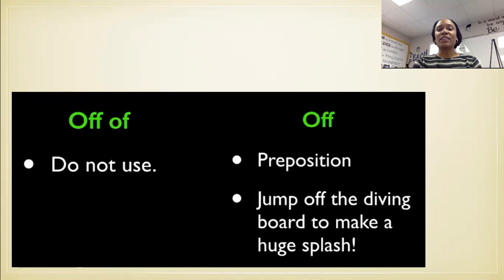Off of versus off. So we would want to get rid of the expression off of. It's not necessary because the word off in and of itself suffices. So off is a preposition. Let's look at an example. Jump off the diving board to make a huge splash. You wouldn't say jump off of the diving board to make a huge splash, because you have already expressed the point with the preposition off. Very good.